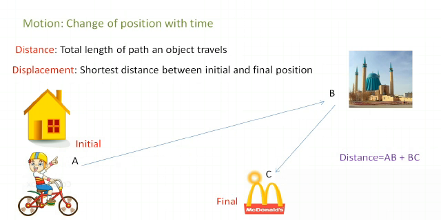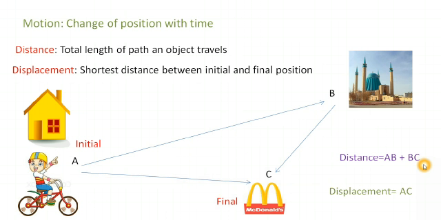Now what is the shortest distance? Obviously this A to C, initial to final, this is the shortest distance between initial and final position. It means AC is the shortest distance. So when AC is the shortest distance, it means our displacement is AC.